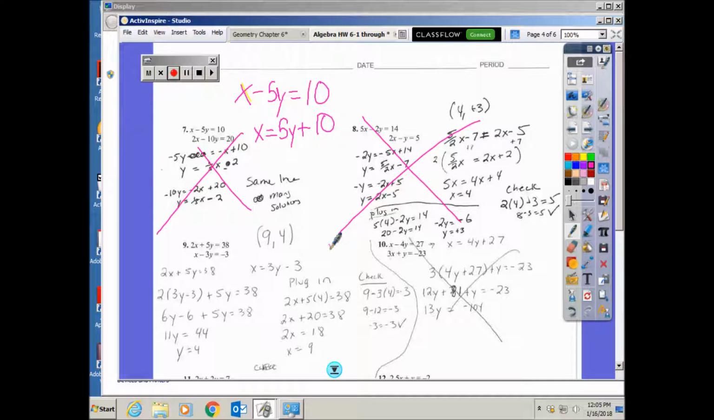Yes? Would this be right? Yeah, that is right. Okay, so when you have to end up solving for it, you get infinitely many solutions. You're just going to solve it for that. Okay? That's okay. That's okay.